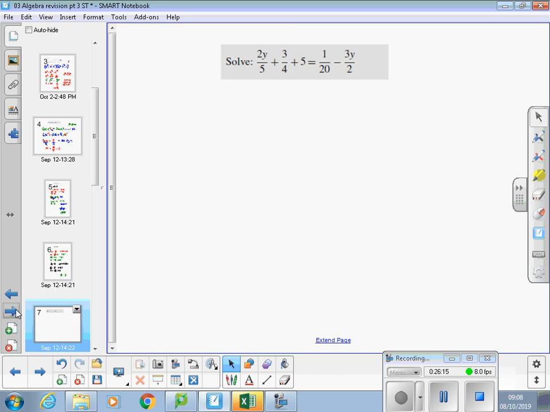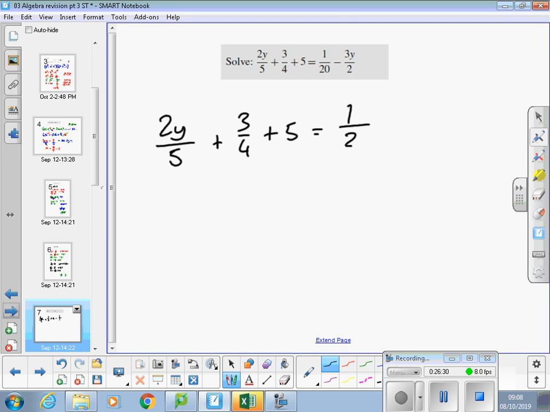Right. Something a little more tricky still now. We've got 2y over 5 plus 3/4 plus 5 equals 1/20th minus 3y over 2. Oh dear. Where are we going to start? What needs to be the overall initial aim here?